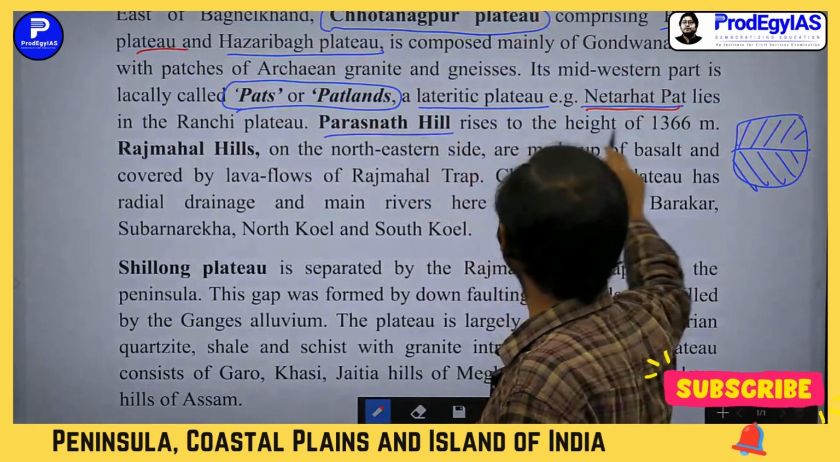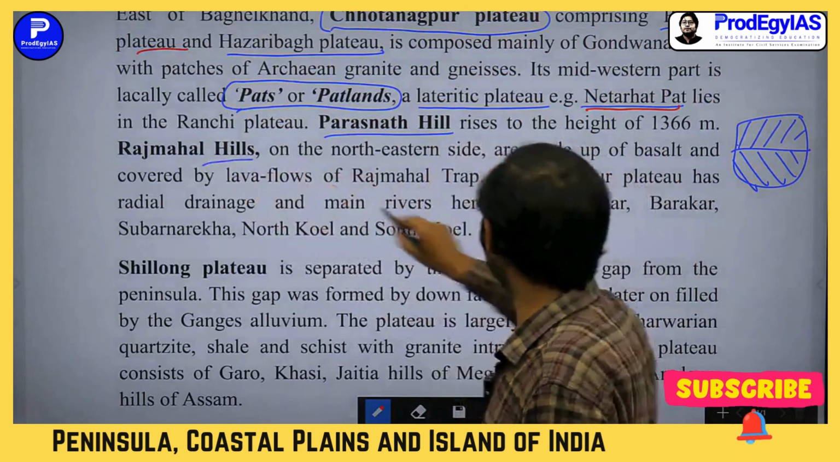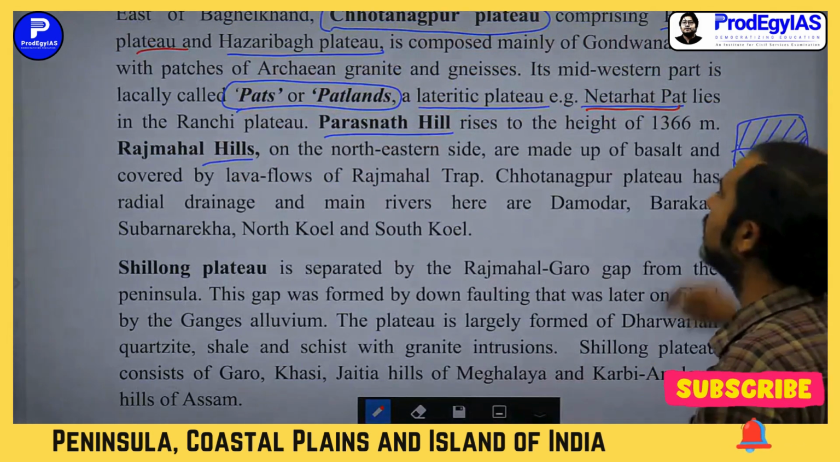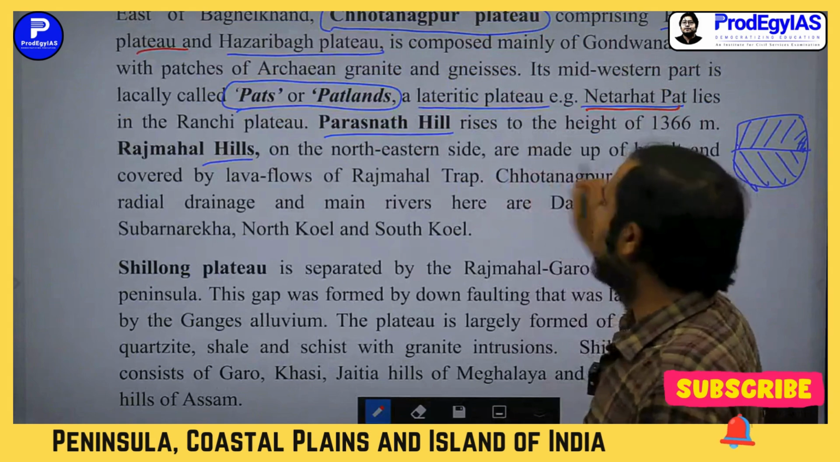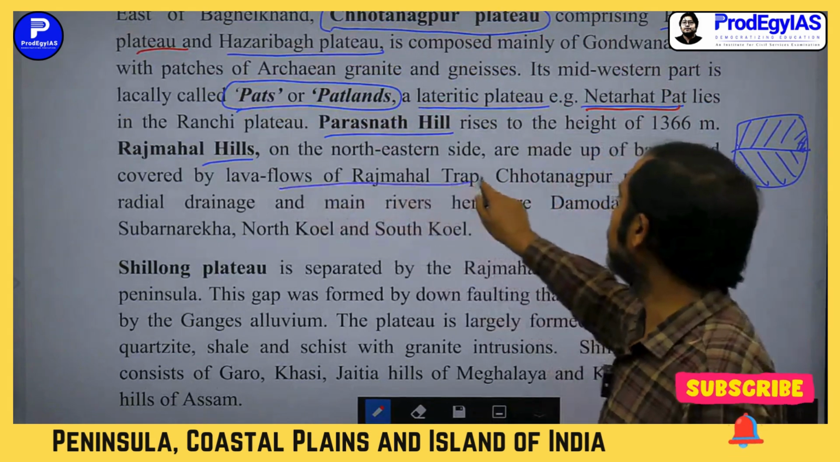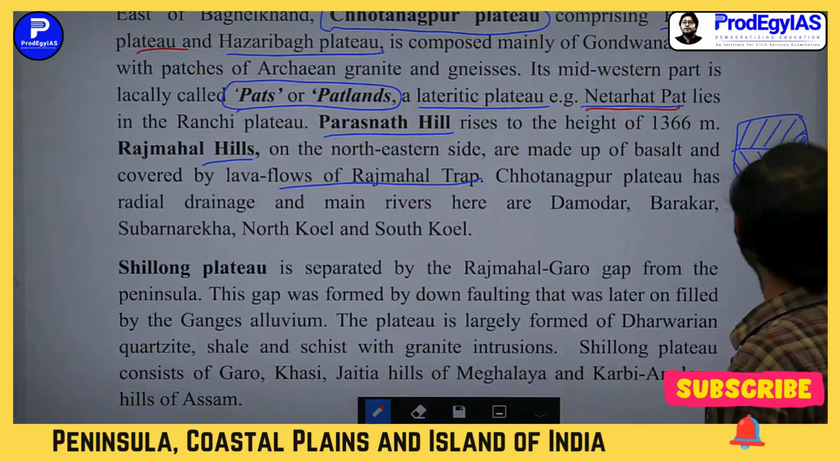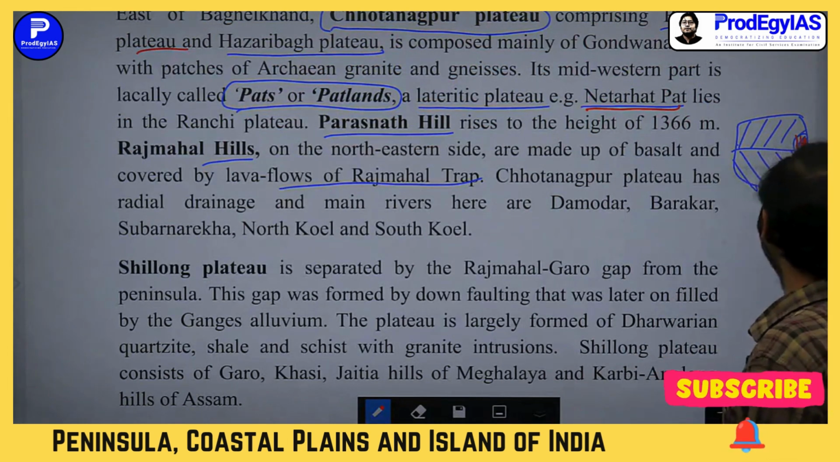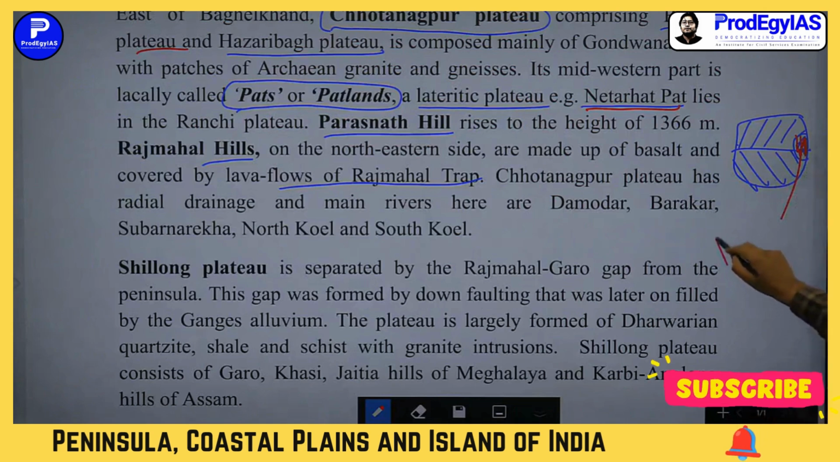Parasnath Hill rises in the height of the Rajmahal Hills. The Rajmahal Hills are the easternmost part of this land, okay, and are made up of basalt and lava flows of the Rajmahal trap. You know that this particular region is a trap just like the Deccan trap. It is known as the Rajmahal trap.